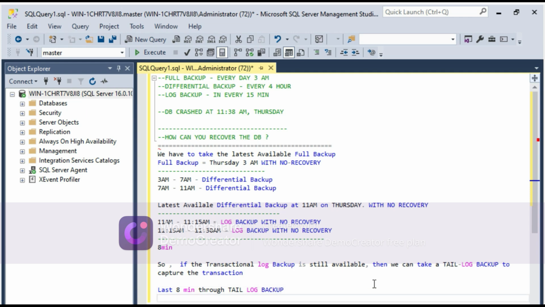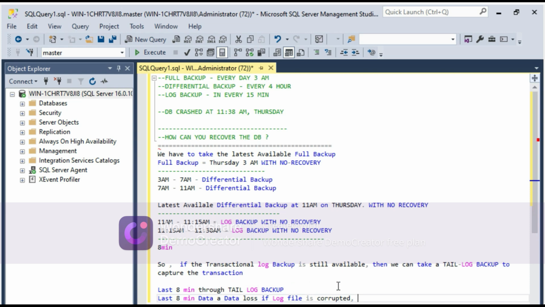And if the log file is corrupted, if the log file is not there, then it's not possible to recover this last 8 minutes of data. We need to consider this last 8-minute data as data loss if the log file is corrupted. It's considered a different scenario, but if the log file is available, then we can take the tail log backup. Through tail log backup we can get this last 8 minutes of data.